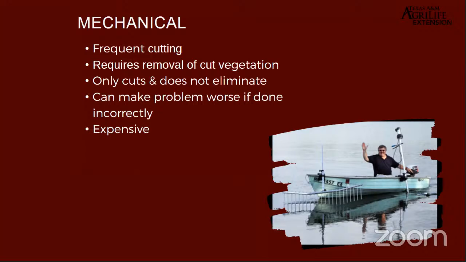So if you think about it like a haircut, you're going to cut it and it's going to continuously grow back. It can actually make the problem worse if done incorrectly. There's certain species like hydrilla where if you begin raking it out of your pond, those little fragments, even less than an inch, can reestablish and become a new plant. So you can literally be creating hundreds, thousands of new plants when you're trying to manage with mechanical control if you're not doing it properly. Of course, it can be expensive as well.